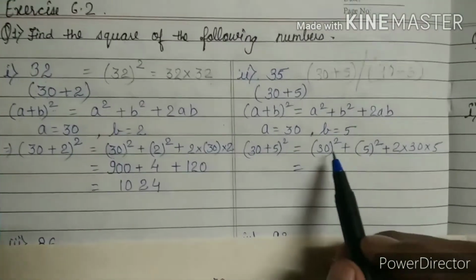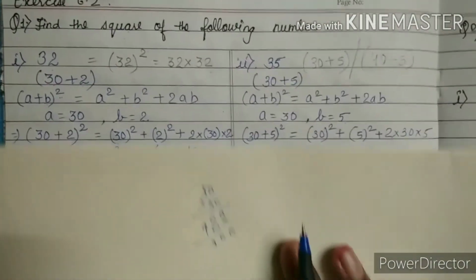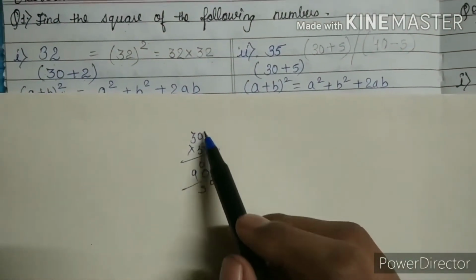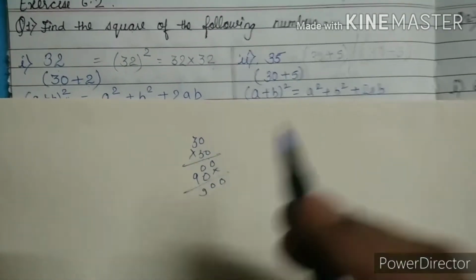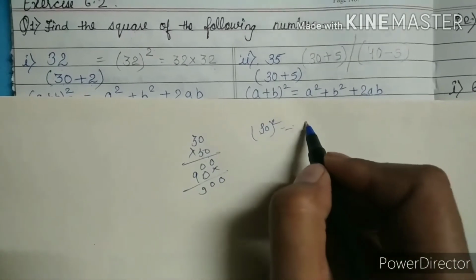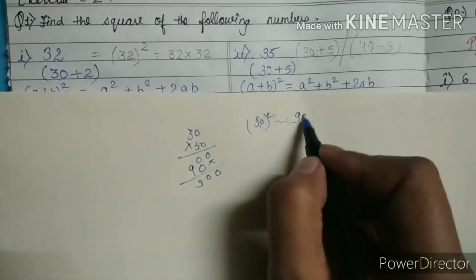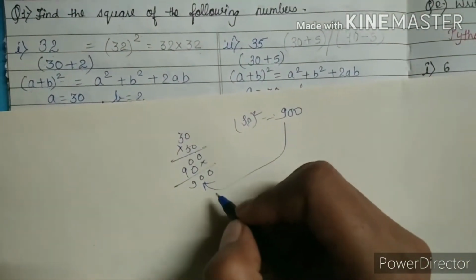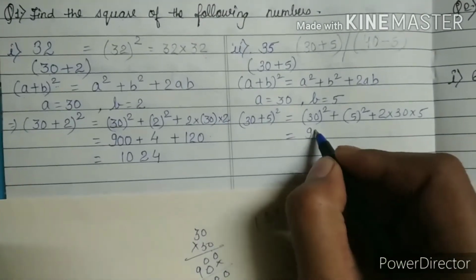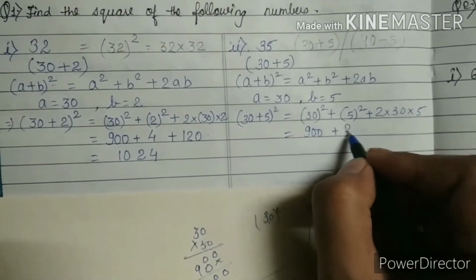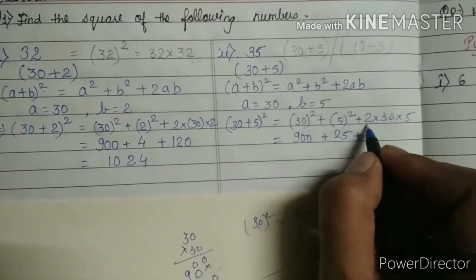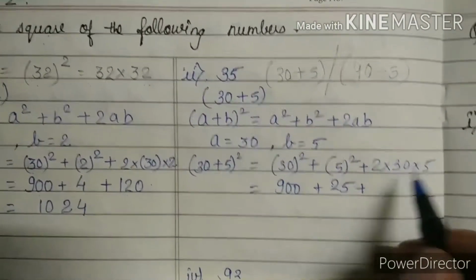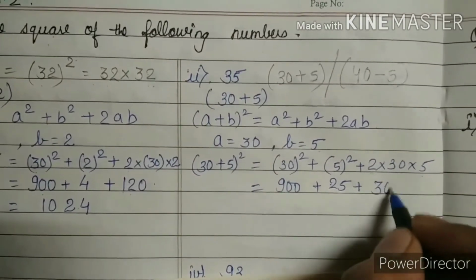After putting them in, we get 30 square. 30 square is 900. When we multiply 30 and 30, 0 into 0 is 0, 0 into 3 is 0, 3 into 0 is 0, 3 into 3 is 9. I already said in the previous section that 3 square is 9, and we are doing the square of 0, so 0 will come 2 times. So 30 square is 900. 5 square is 25, and 30 into 5 will give us 150, and 150 into 2 will give us 300.